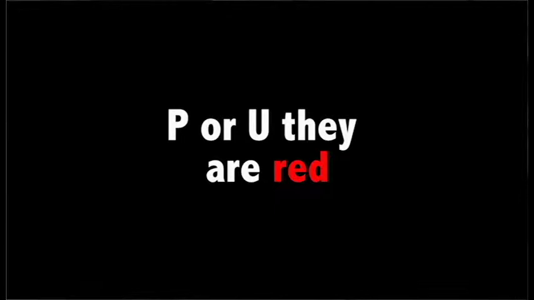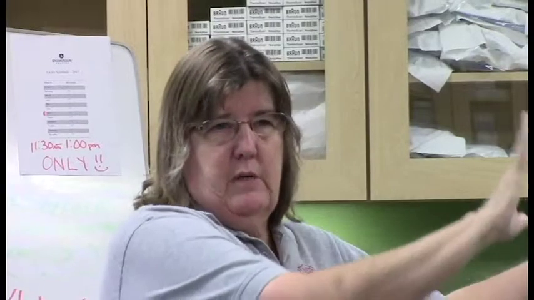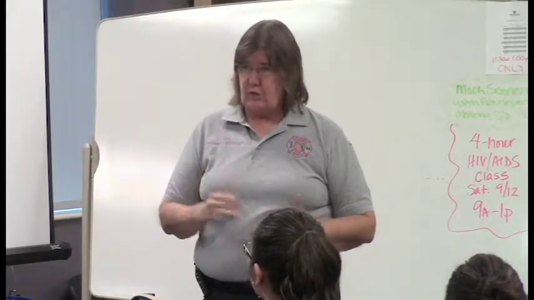So if they're a P or a U, they're gonna be red. If they're an A or a V, they're gonna be yellow. Okay? The green are already out. Okay? So you'll only have yellow, red, or black, which means that they're deceased.